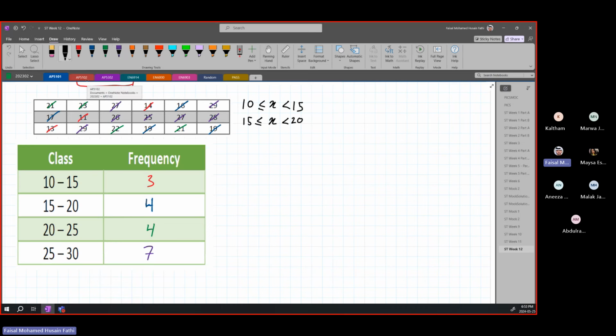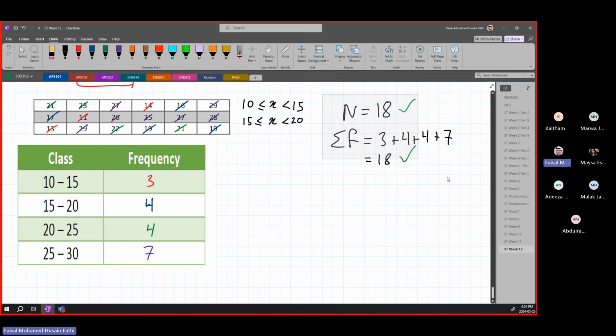So we know our n is equal to 18. All right. Just double check that your sigma f is going to also be equal to 18 before you move on, just in case you might have forgotten a value. This is a nice way to check. 7 plus 4 plus 3, that's 14. 14 plus 4 is 18. This is also equal to 18. So it is correct. All right. So we used all our values.